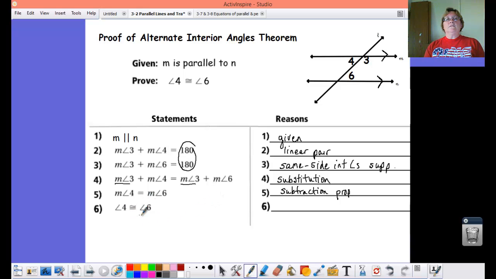Lastly, we have angle 4 congruent to angle 6, and those are the alternate interior angles that we were interested in. This step moved from an equals to a congruency marking. Folks, that is the definition of congruent angles, and I'm going to just write definition of congruency. So there's a little proof of the alternate interior angles theorem. Notice that we use the postulate in order to solve the theorem.